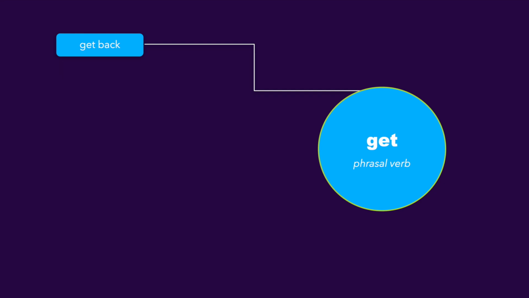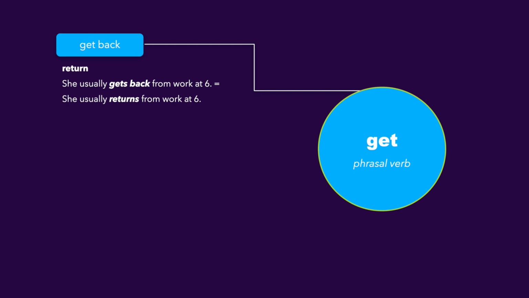All right, now let's look at how get can be used as a part of some phrasal verbs. The first phrasal verb that I want to look at is get back. To get back means to return. For example, she usually gets back from work at 6, which means she usually returns from work at 6.